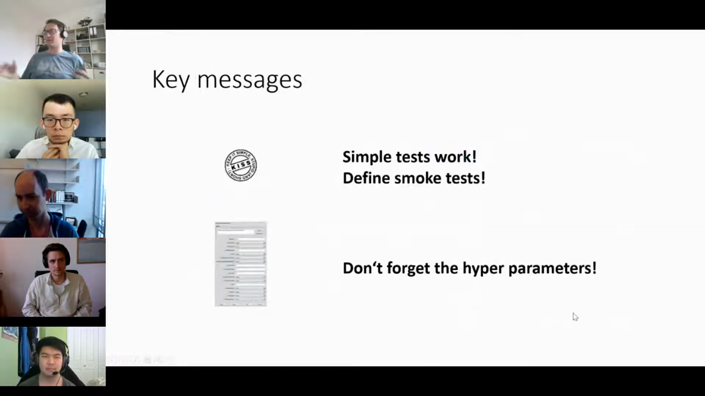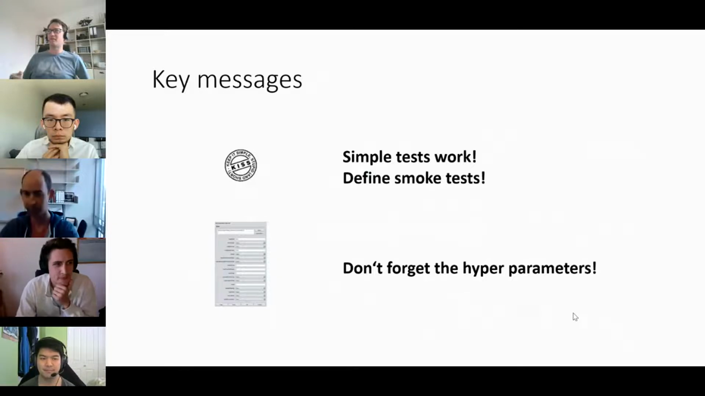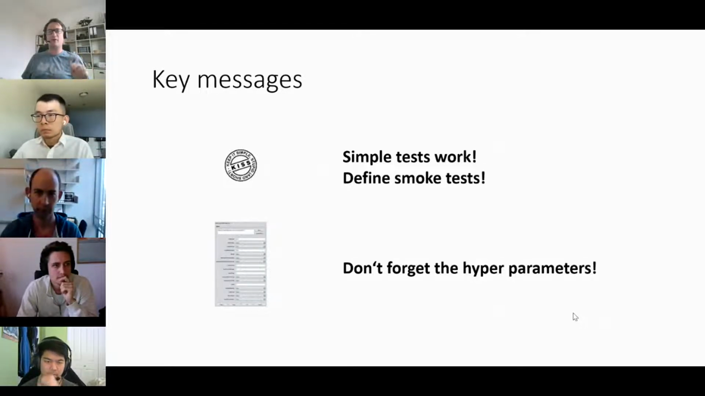So in the end, the key message is, do not forget the simple tests. So yes, we need complex test campaigns for this sort of software, but with simple tests, we can already find bugs. So use a smoke test suite. And don't forget the hyperparameters. I have limited time here, so I didn't talk about that, but there were tests we only found because we swept the hyperparameter space as well.